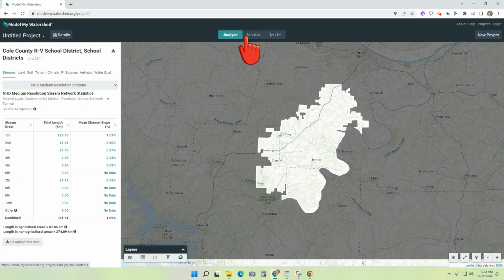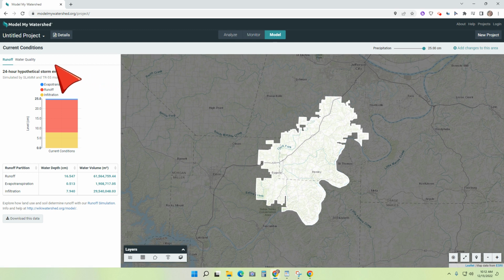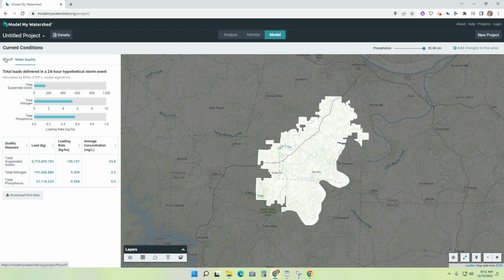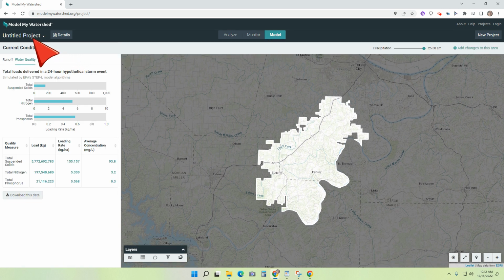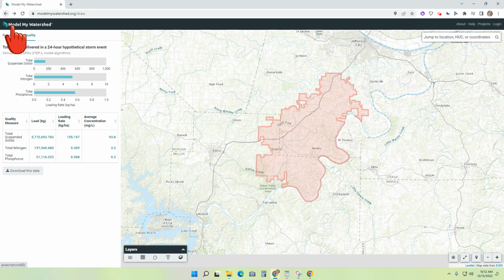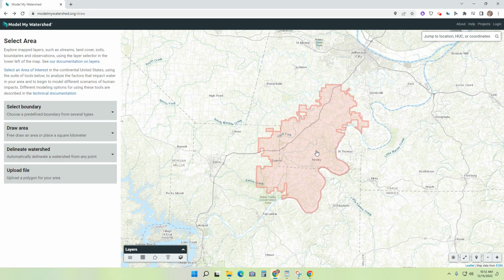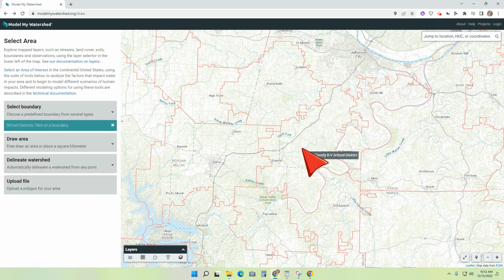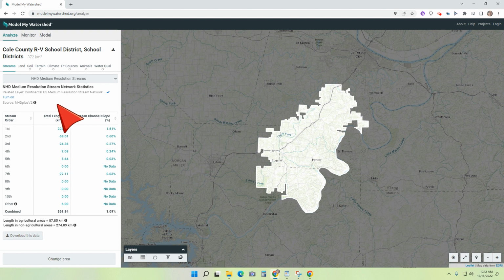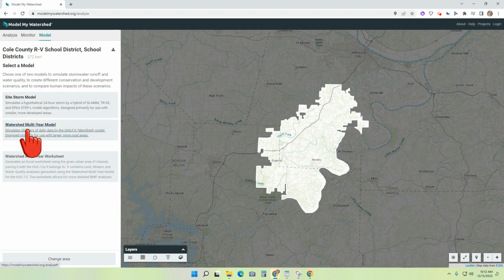Let's go back to the model. You can see water quality, what is happening. We don't have a lot looking at that. All right. I'm going to go back and see if we can show. We're going to select that one. We'll keep with the same idea. And let's go to model and go watershed multi-year model. Okay.